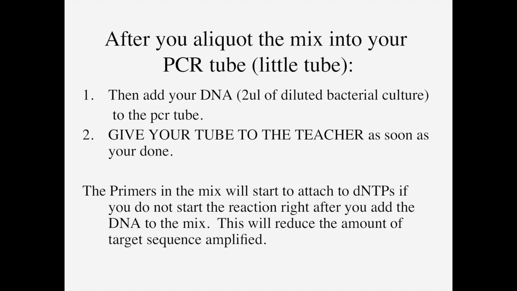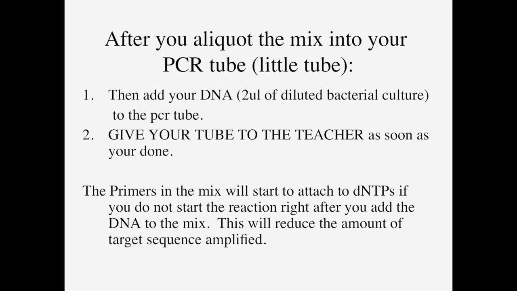Okay, now after you aliquot the mix into your PCR tube, that's the little tube. Now the PCR tube is very different than the microcentrifuge tube. The microcentrifuge tube is thicker plastic, and it's larger in size, and that's typically what we use to make our mix, dilute our cultures, and for other types of experiments that we will be doing. The PCR tube is unique where the plastic is thin, it's a smaller tube, and it allows heat to transfer through the tube quickly, allowing the process to happen efficiently.